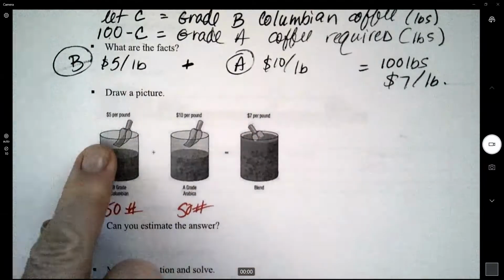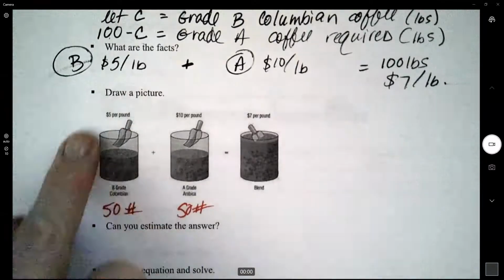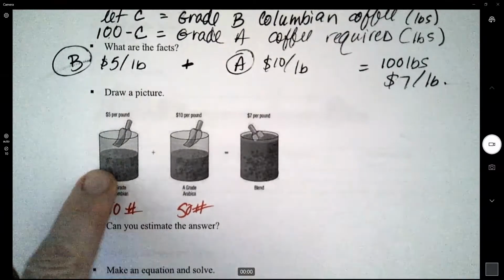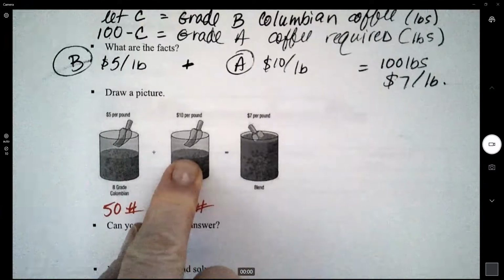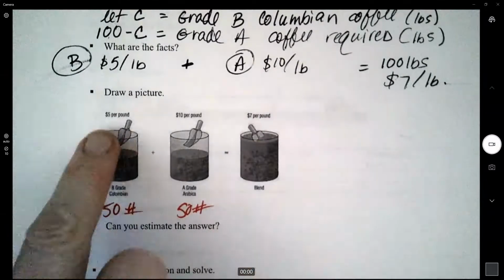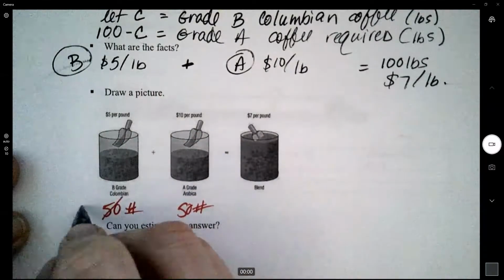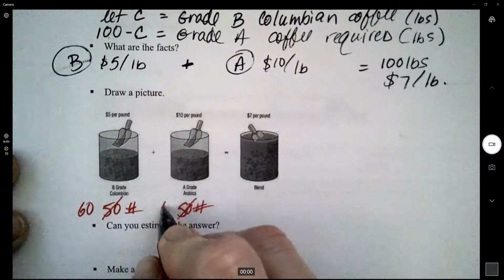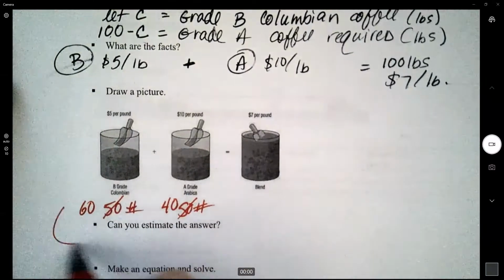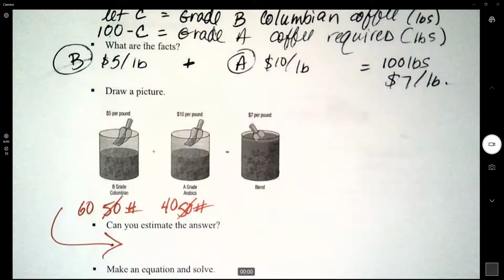It's closer to this variable here. So that means I'm going to need more of the grade B and a little less of the grade A, since I want the mixture to be a little bit cheaper than more expensive. So I'm going to need more. So I'm going to make this maybe 60 pounds to 40 pounds. It's just going to be my estimate. Okay.